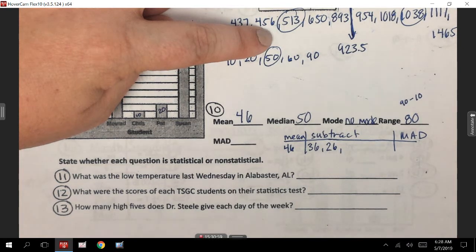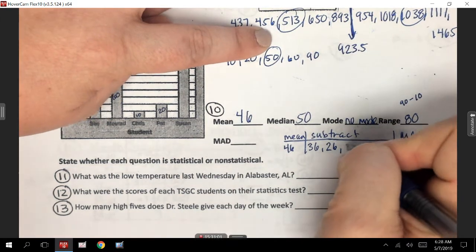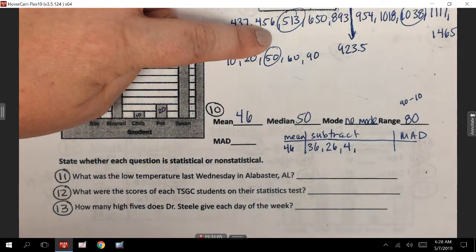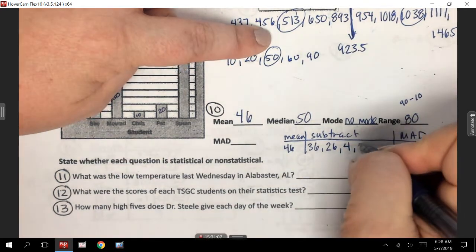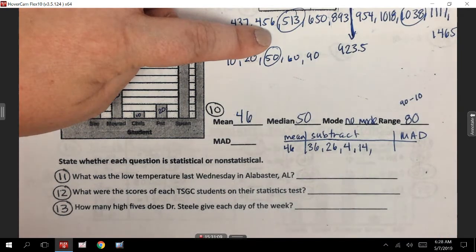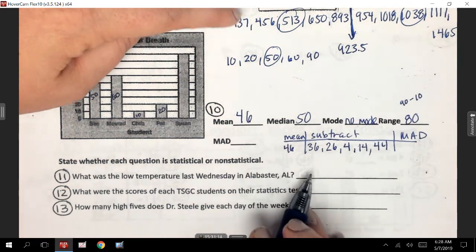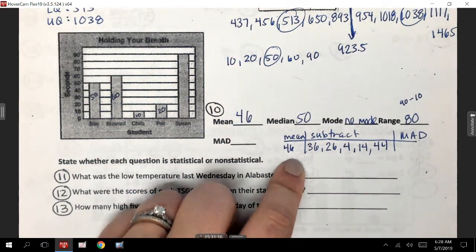Y'all look, I'm even typing that in my calculator. Double check. You have your calculator on the statistics, so let's use it. And then 60 minus 46 gives me 14. And 90 minus 46 gives me 44. Okay?